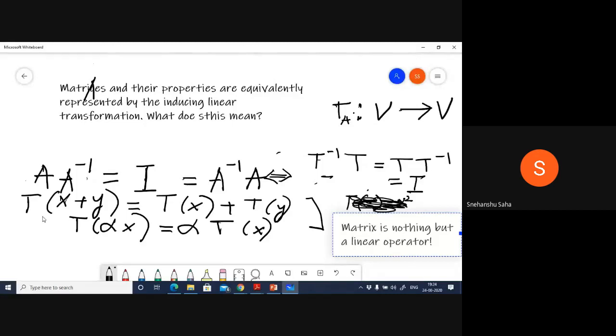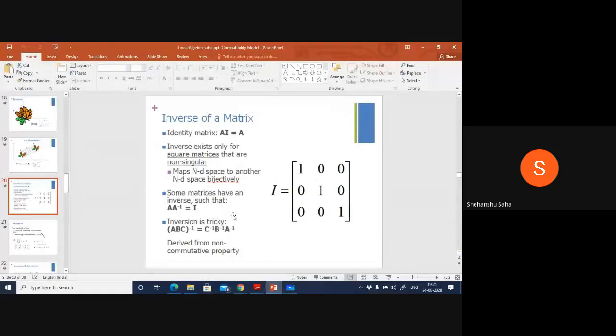So with this in mind, I hope you are taking notes, because this screen cannot be saved. The software does not allow me to save this, so I'll have to erase it now. Let us go quickly to the slide and look at one of the properties of inverses of matrices, and see whether these properties are true or not.